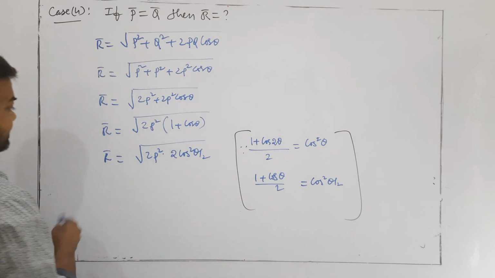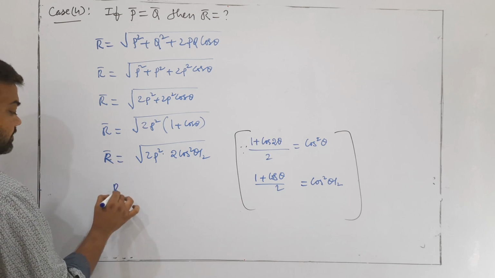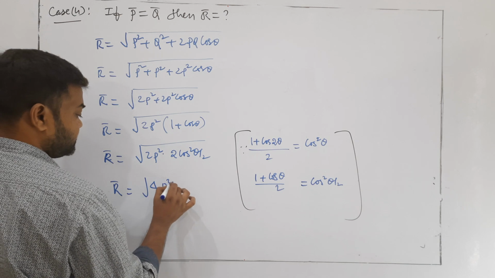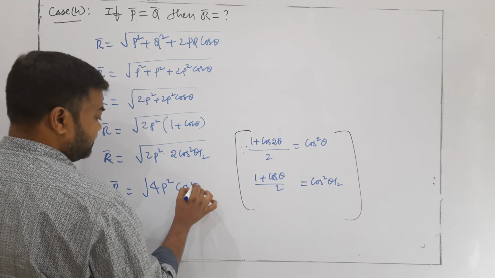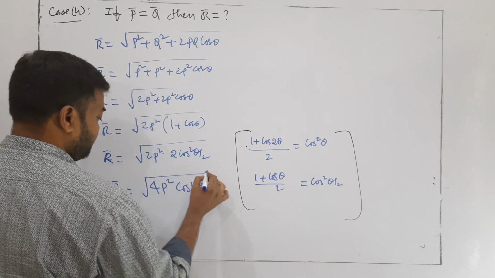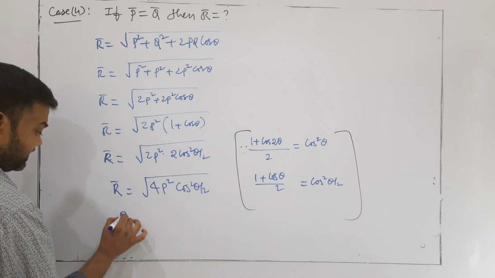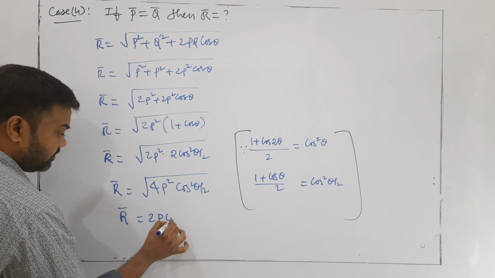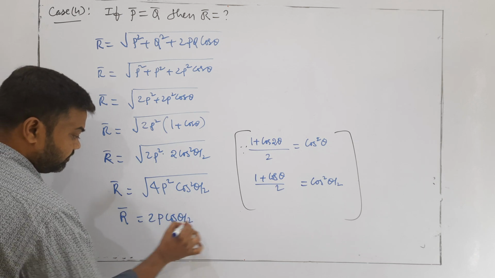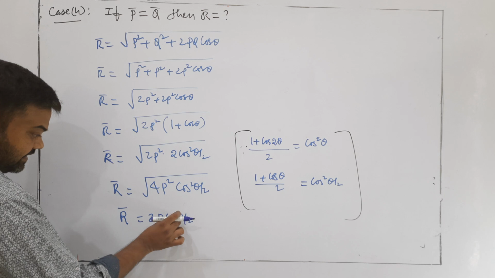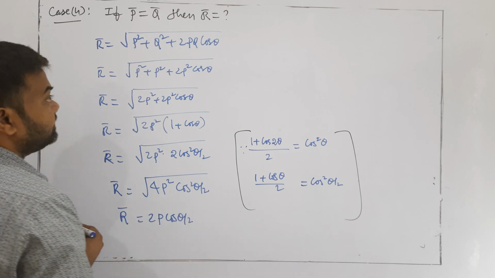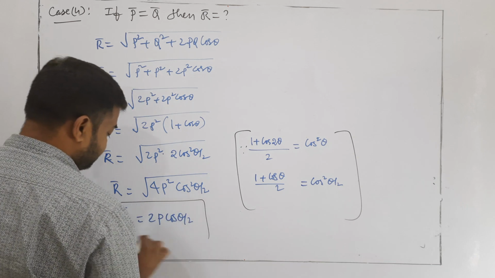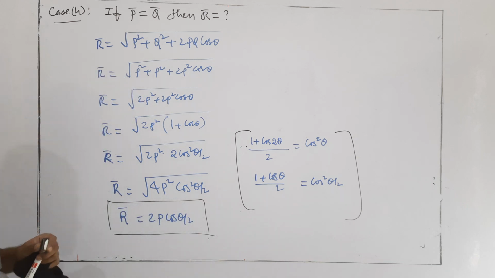And what is the final one? Resultant r is equal to root of 4p square cos square theta by 2. If you remove this square, then we can write r is equal to 2p cos theta by 2, only theta by 2. This is what we have: the resultant magnitude is 2p cos theta by 2.